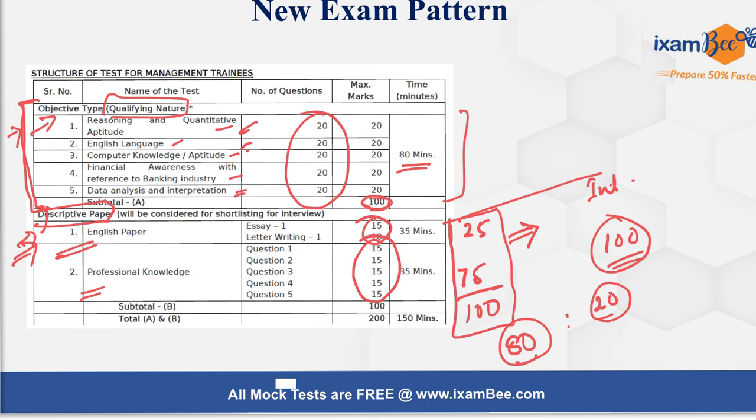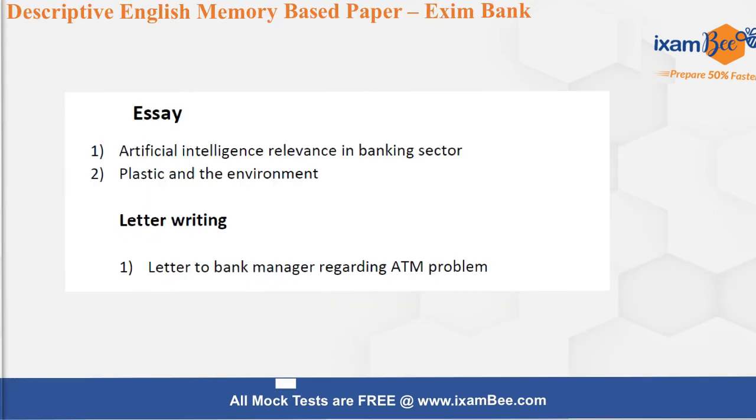So now in this session, we are going to discuss only about this English paper, that is essay and letter writing. Memory-based paper for descriptive English in April 2022, when the exam was held, essay topics were artificial intelligence, relevance in banking sector, and plastic and the environment. If you are preparing for this exam or any competitive exams, these are very common topics which you come across on a daily basis whenever you are reading a newspaper, or even if some faculty discuss with you the important essay topics. So these two are very common topics.